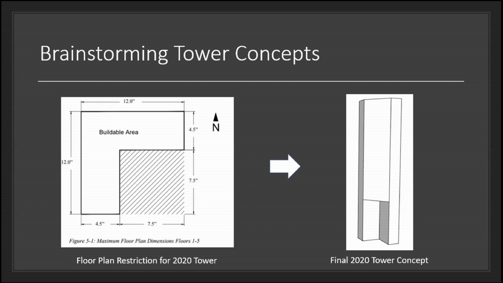So whichever concept is able to best meet that whole number of objectives that I just talked about is the most effective tower design. To give an example from last year, we were given this restriction of the L-shaped floor plan from floors 1 to 5. From that, we came up with a number of ideas and ended up settling on this design, which transitions from an L shape into a pentagonal shape on the top floors.